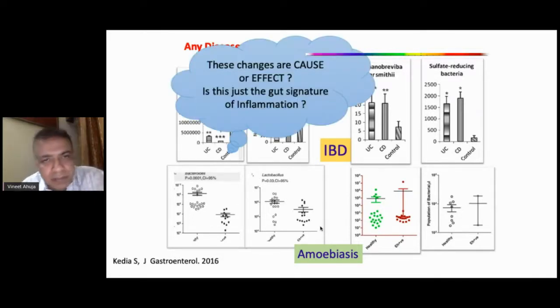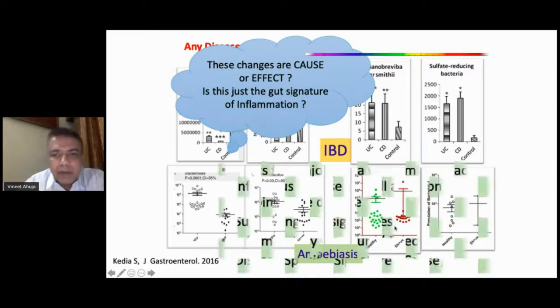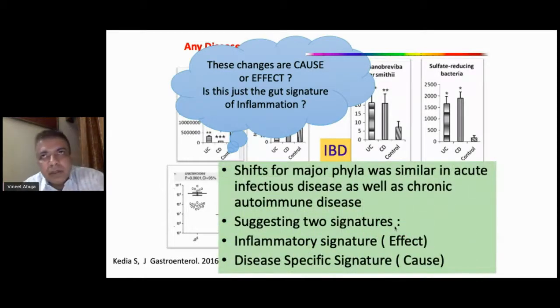We found that there was just a gut signature of inflammation. The signatures were roughly similar, suggesting that no, the microbiome out here probably is not the cause, but probably the effect. And you may have an inflammatory signature mostly. There is maybe another signature which could be the cause.